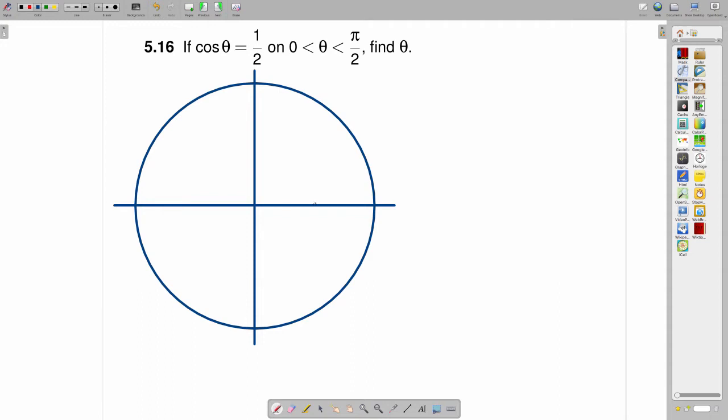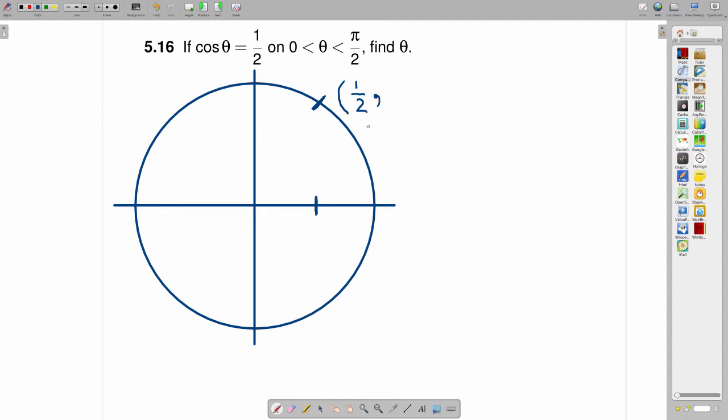Now, because we know that the cosine is the first component, the first component must be 1/2, and then if we go up from there, we are going to be right at this point right there. And what are the coordinates of the point whose first component is 1/2?